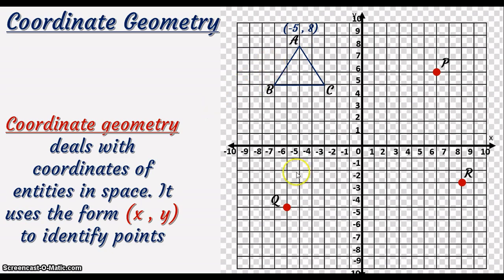Now let's go to B. Look at B. What is the x value? -7. What is the y value? 5. So the coordinates of B would be -7, 5. Beautiful.